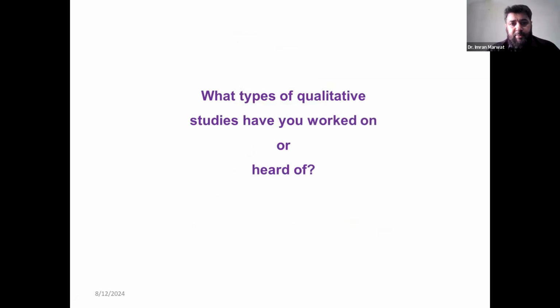Now, what are the different types of qualitative studies? Have you heard of any qualitative research study designs? Any research study design of qualitative?